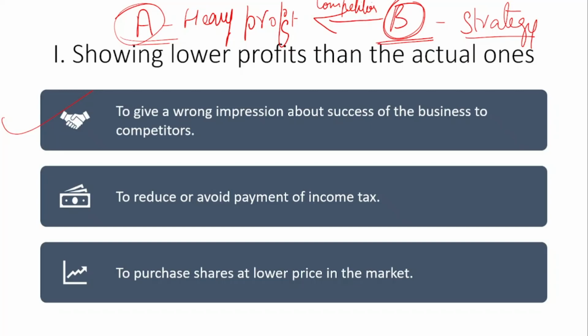Next is to reduce or avoid payment of income tax. If you show lower profits, then you need not pay heavy income taxes. You can pay a lesser amount of income tax. The third one is to purchase shares at a lower price in the market. There is a certain group of investors who will purchase the shares of the company when the share price is very low, so this will attract those investors.